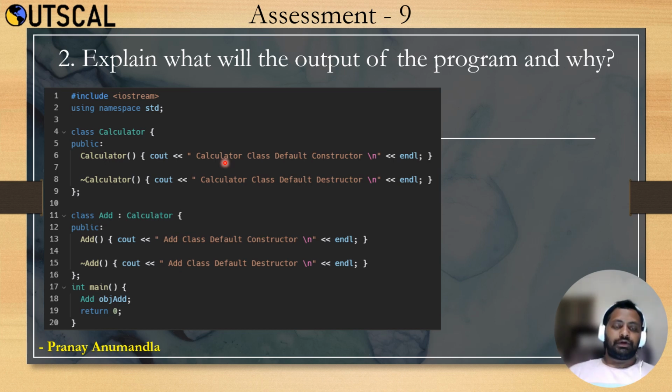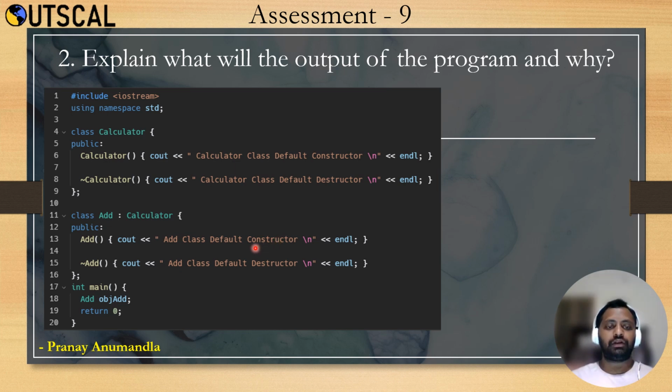As per the earlier explanation, whenever we create an object for the derived class, it will call the default constructor of the base class. It will call the calculator one first, and then it will call this one.